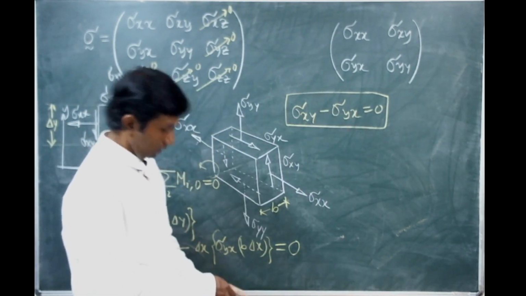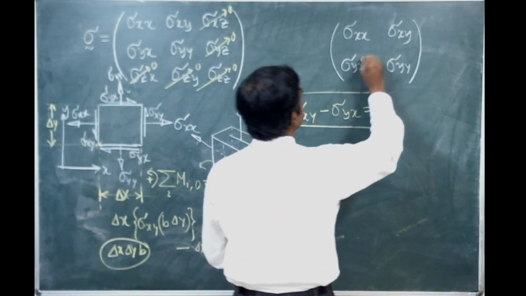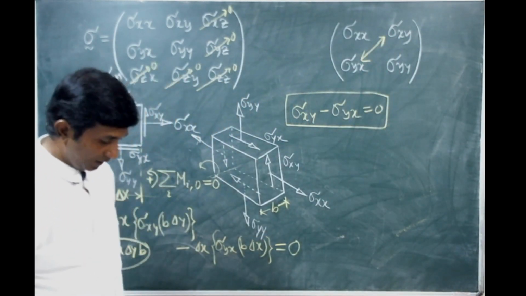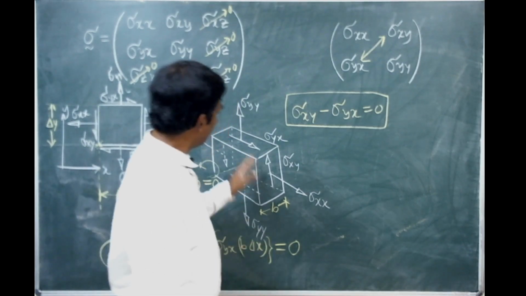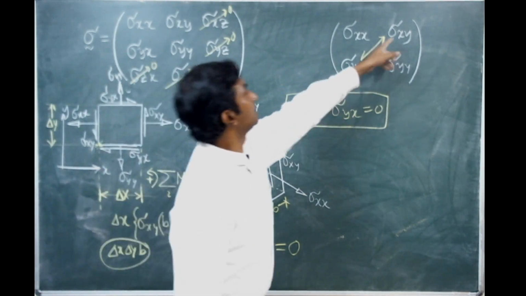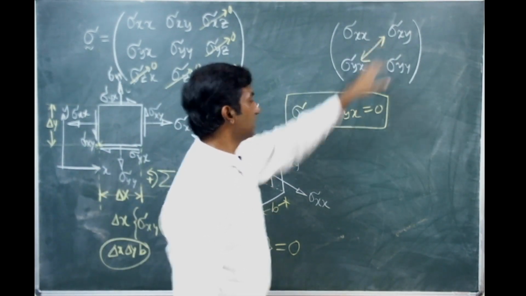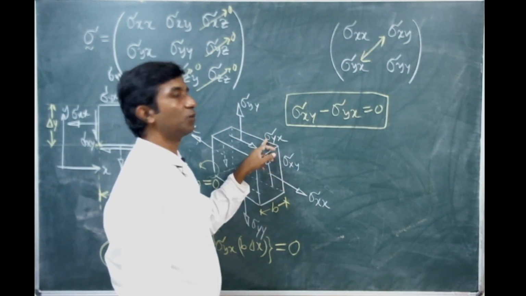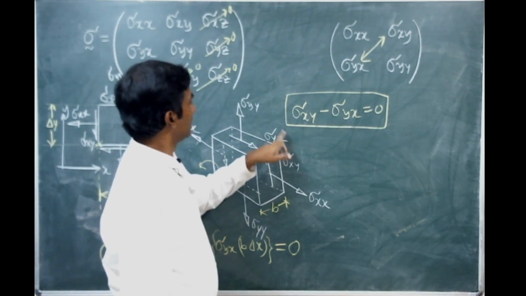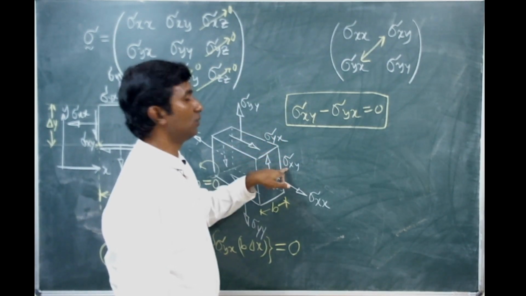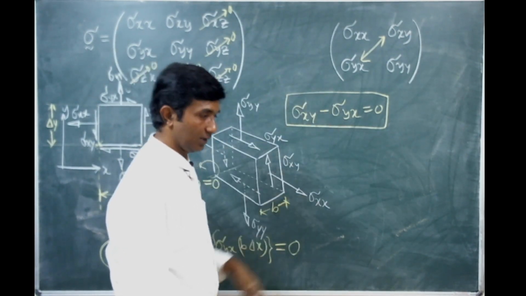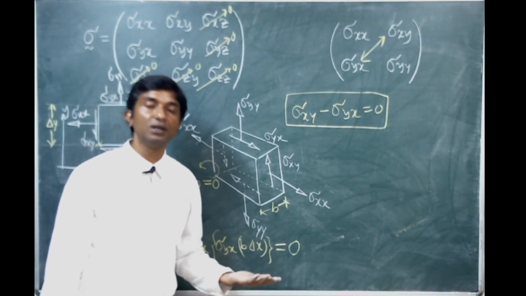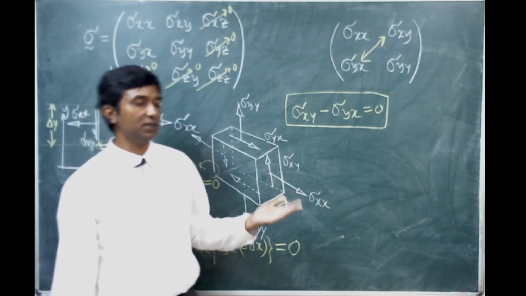So we say that the shear stresses on the two planes take the same value. This matrix is symmetric. That means if we consider sigma xy to be primary, the other one would be complementary. If we consider this one primary, then it would be complementary. They are symmetric.